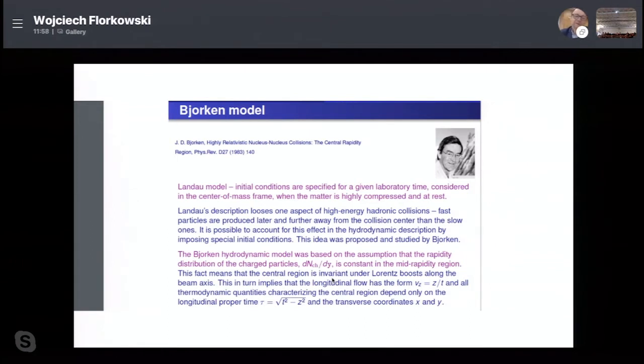Actually, Bjorken is a great physicist. He did many other things. Many people think that he deserves the Nobel Prize. He's the only one guy from those who constructed the standard model who didn't get the Nobel Prize.